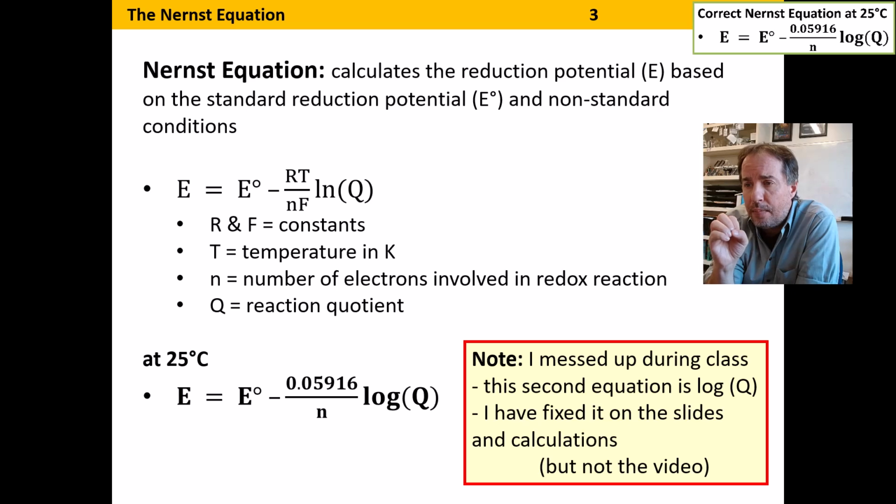During class, I got confused and I switched the bottom to ln Q, and I shouldn't have. So I have corrected that in the slides that are now posted, but in the video itself, I'm using ln Q. It should be log Q. Okay, so the equation at the bottom is the one you should use for the Nernst equation when figuring out the potential.